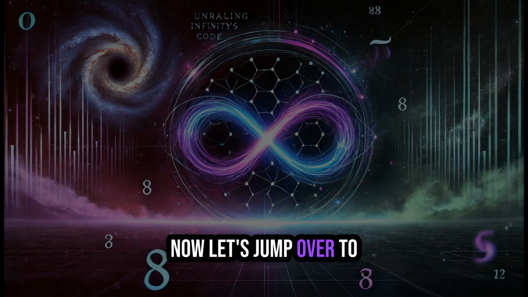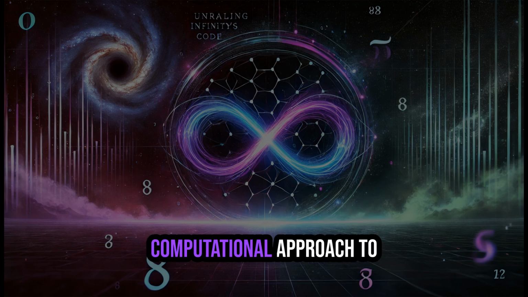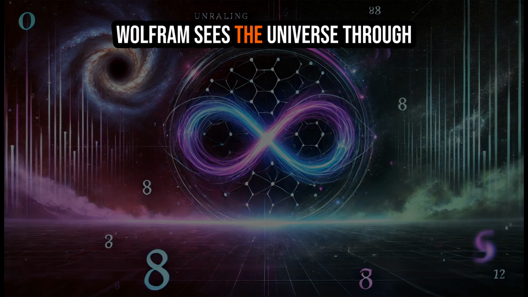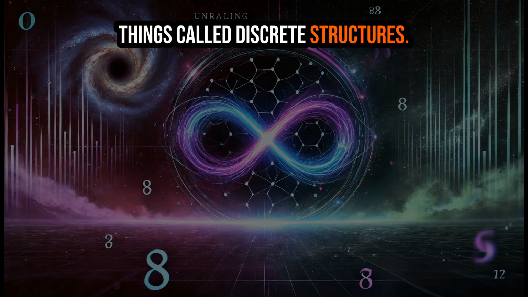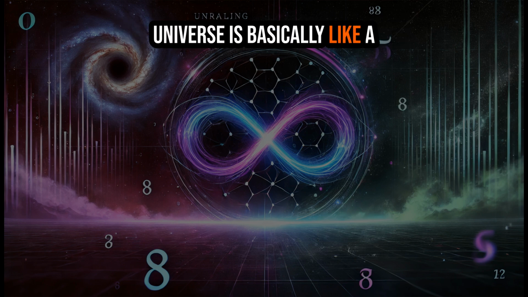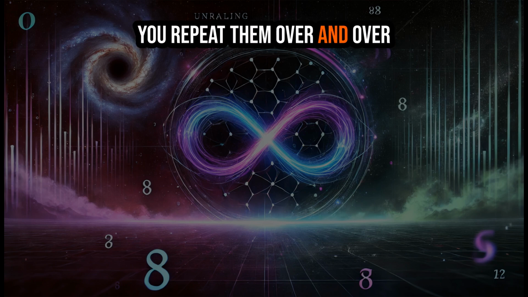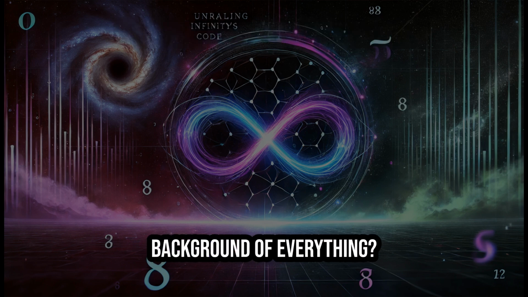Yeah. Now let's jump over to Wolfram's side of the court. He's got a very computational approach to understanding the universe, right? Absolutely. Wolfram sees the universe through the lens of computation and these things called discrete structures. His theory is that the universe is basically like a giant computer program built from simple rules that, when you repeat them over and over, generate all the complexity we see. So like a cosmic computer program is running in the background of everything.